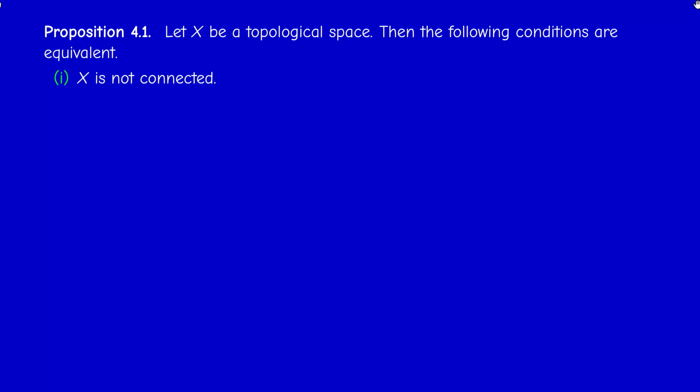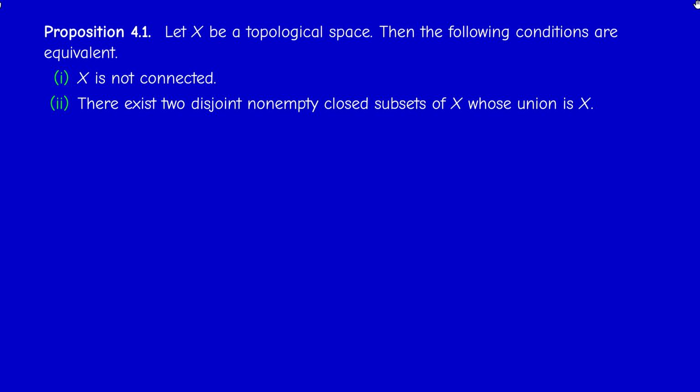Now we move to the first result. If we have a topological space X, then the following conditions are equivalent. First condition, X is not connected. Now we know what this means precisely: X has a separation. Second condition, there exist two disjoint non-empty closed subsets of X whose union is X, and we already observed that, so not a novelty. Third condition, there exists a proper clopen subset of X.